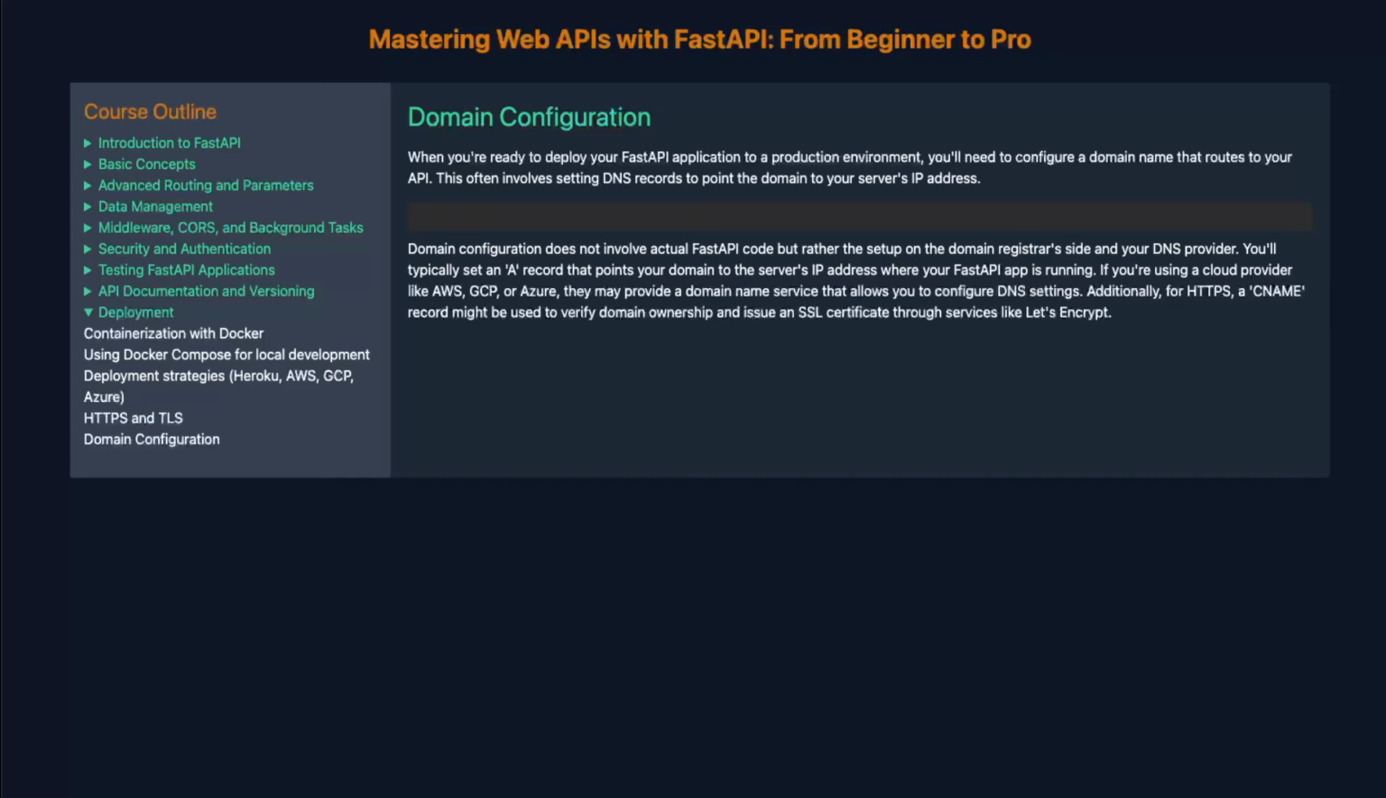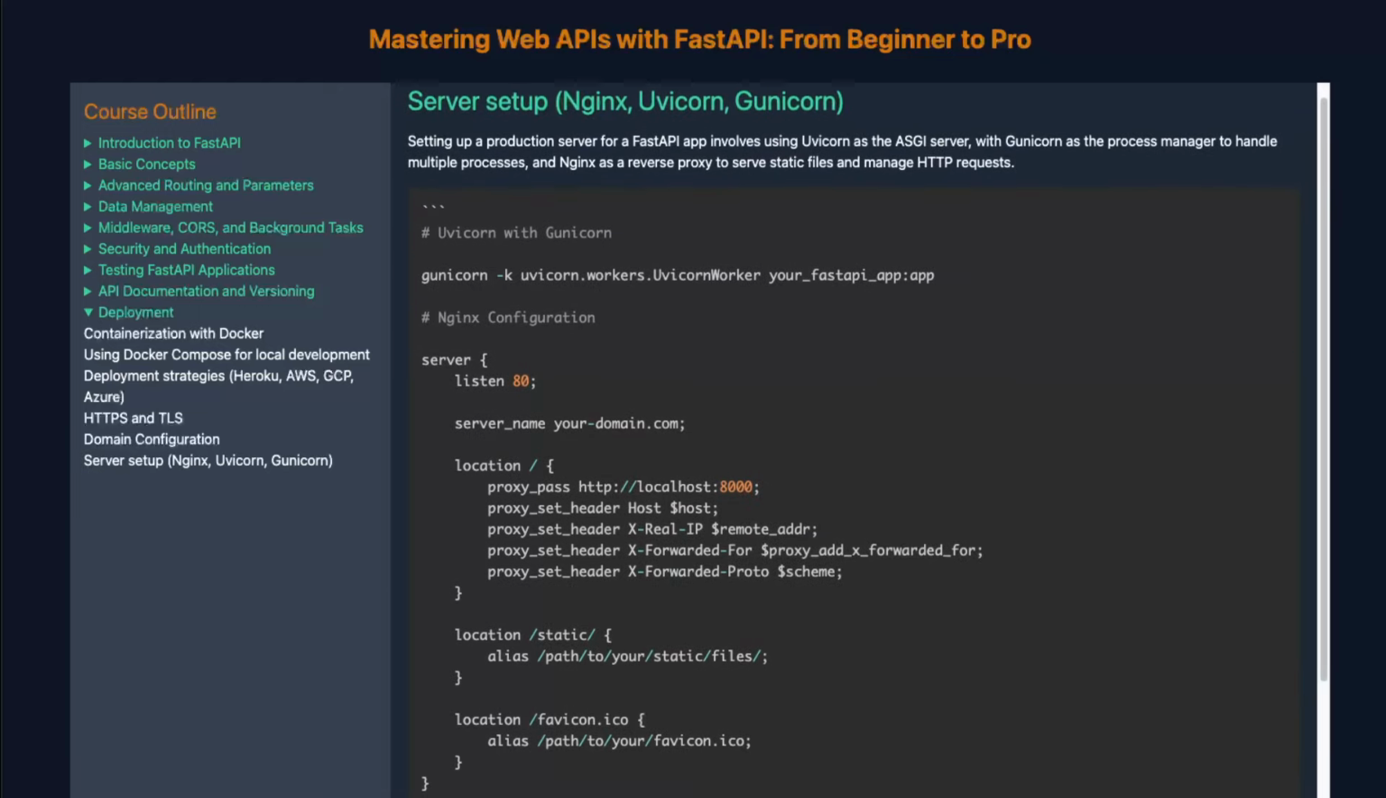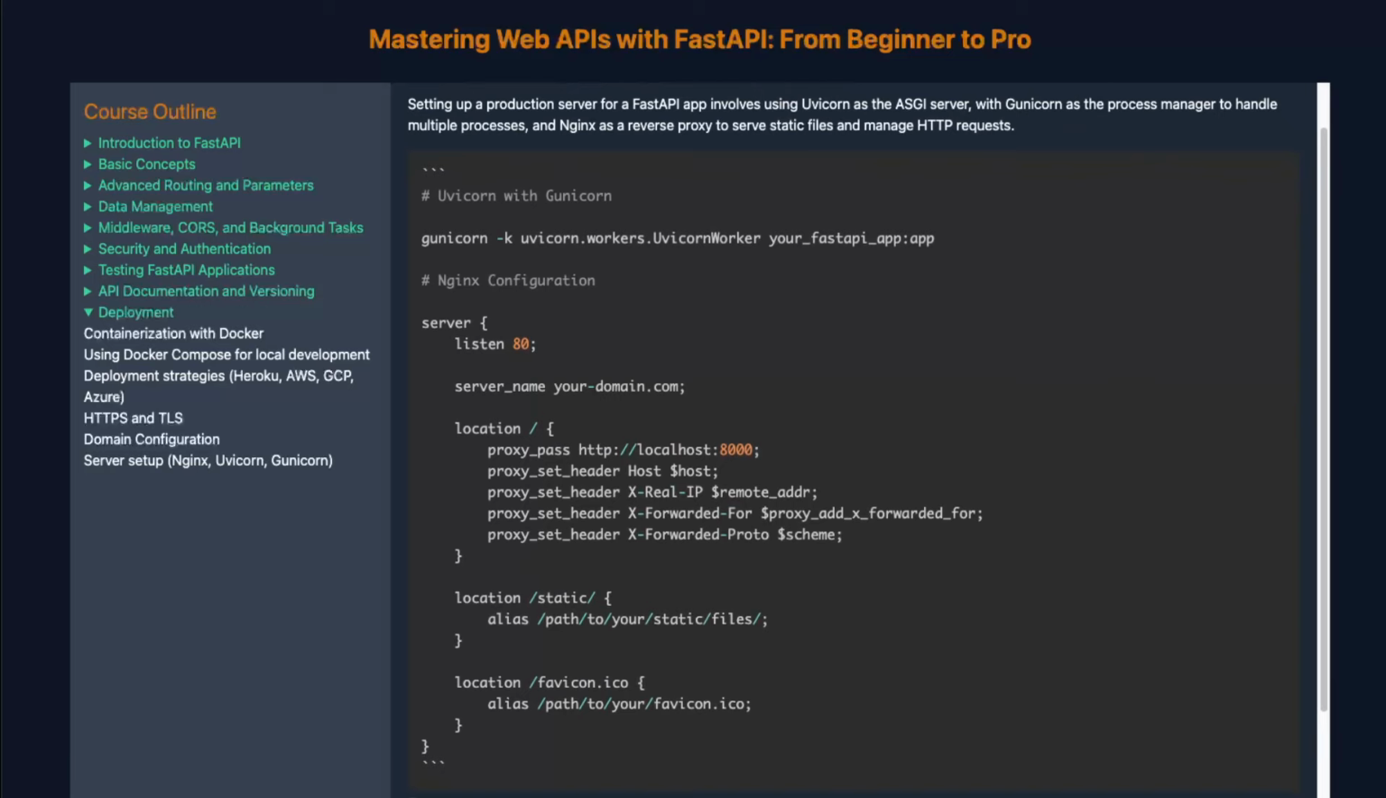is running. If you're using a cloud provider like AWS, GCP, or Azure, they may provide a domain name service that allows you to configure DNS settings. Additionally, for HTTPS, a CNAME record might be used to verify domain ownership and issue an SSL certificate through services like Let's Encrypt. Server setup: Nginx, Uvicorn, Gunicorn.